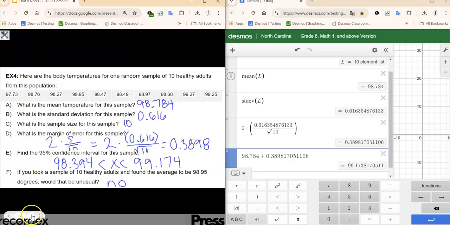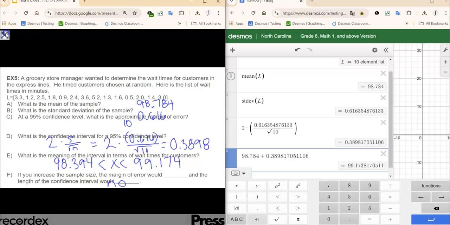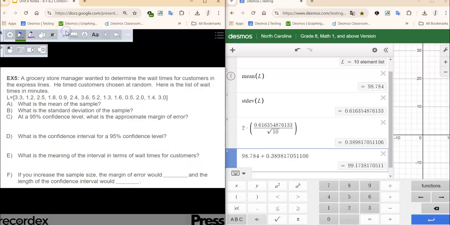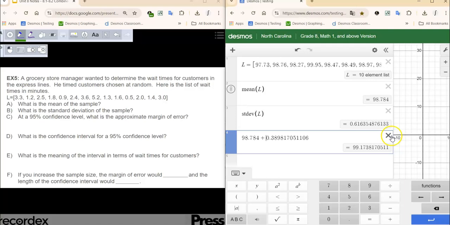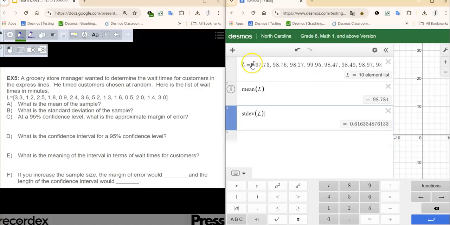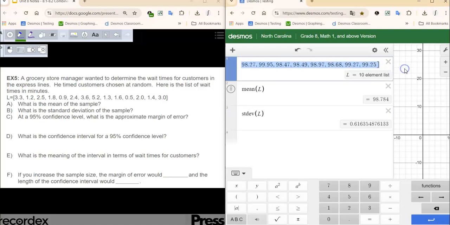Let's look at another problem. All right, so a grocery store manager wanted to determine the wait times for customers in the express lines. He timed customers chosen at random. Here's a list of the wait times in minutes. So I am going to clear these two things out. I'm actually going to leave mean and standard deviation there because those are the first two things I need. And I'm going to change my list here to this data.